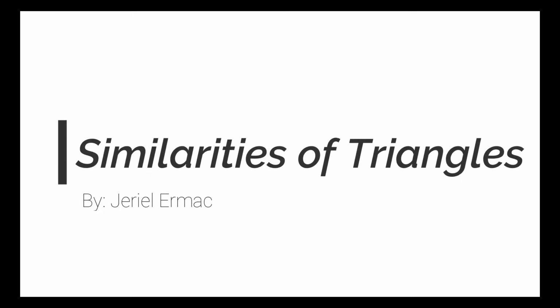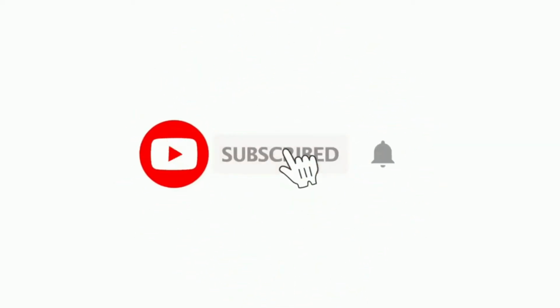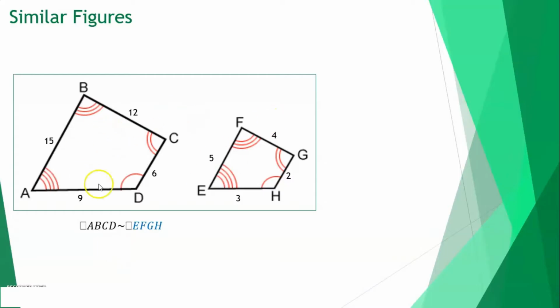Hello everyone, in this video we will learn all about similarities of triangles. Now given this figure, quadrilateral ABCD is similar to quadrilateral EFGH. By the way, this is the symbol for similar. Their sides here are 15, 12, 6, and 9. For the smaller quadrilateral, it's 5, 4, 2, and 3.